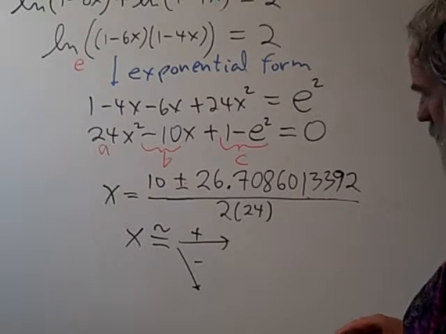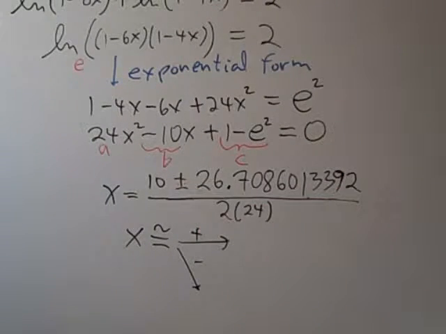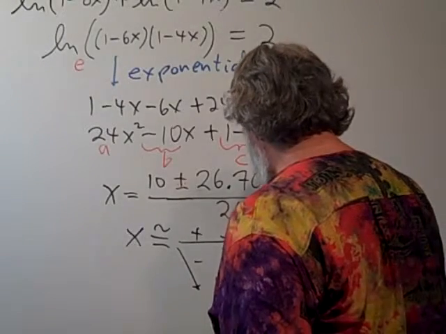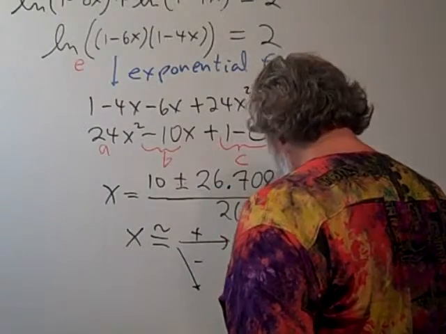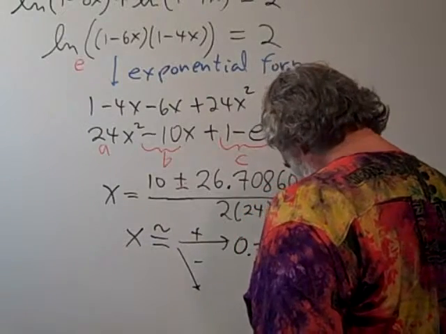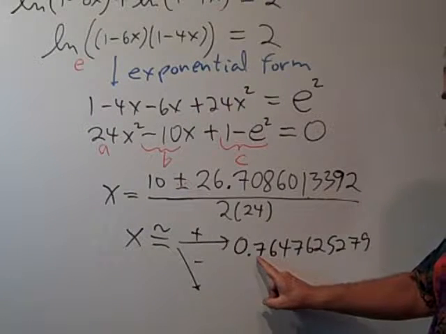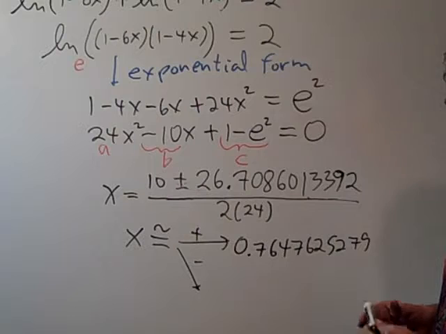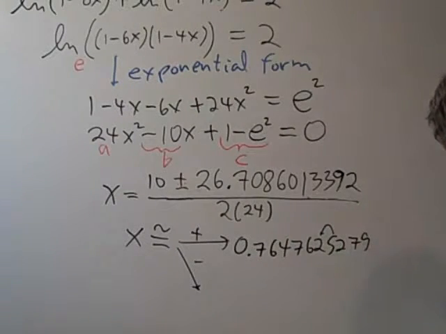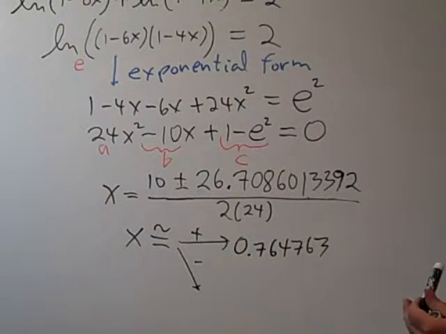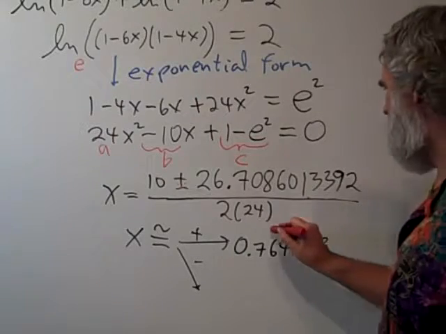Choosing the plus, we add this 26 to 10. That's 36.70 whatever, and that's divided by 48. So this number is about 0.7647625279. Round it off to the nearest millionth, it's 1, 2, 3, 4, 5, 6. The next digit over causes us to have to round that up to a 3. So there's this possible answer, rounded off to the nearest millionth.